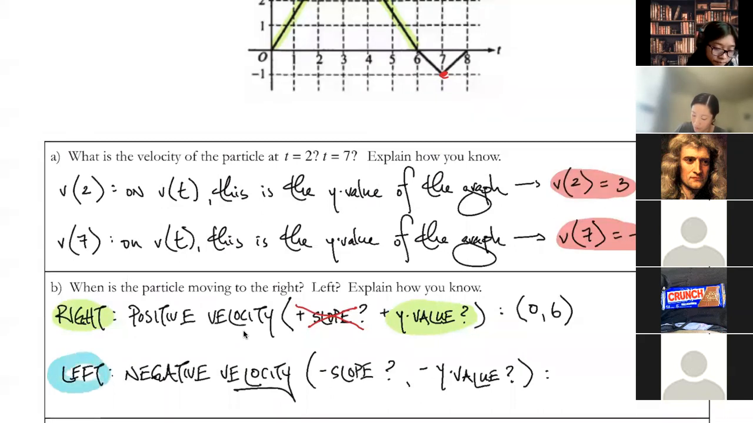All right, so moving to the left, we want to think negative y values because this is a graph of velocity, and we do not want to make the mistake that we're looking at negative slope. Okay. And so on our graph, we can say that that's this piece right here, and we can write it as 6, 8, both in parentheses. Okay.